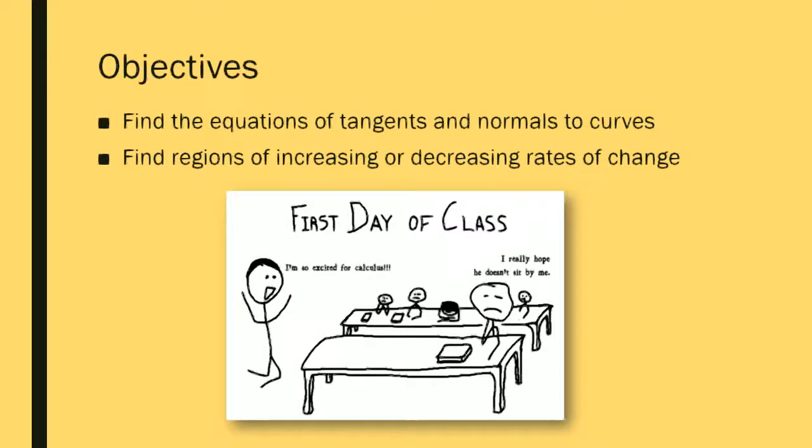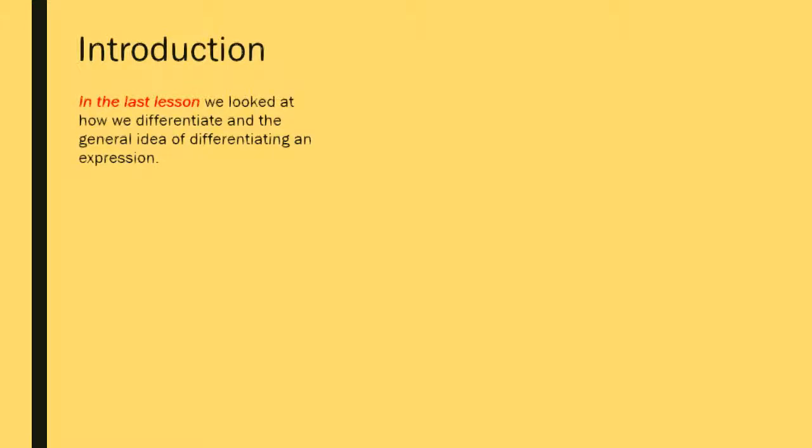But in the second series of lessons, after the last time we looked at how to differentiate by rule and the different types of differentiation and what differentiation means. If you haven't seen that video, you should go back and check the one on differentiation that comes before it in this series. Okay, in the last lesson, we looked at how we differentiate and the general idea of differentiating an expression and what that means. In this one, we're going to take that on a little bit.